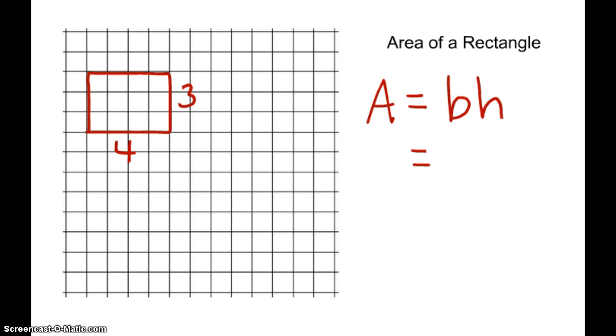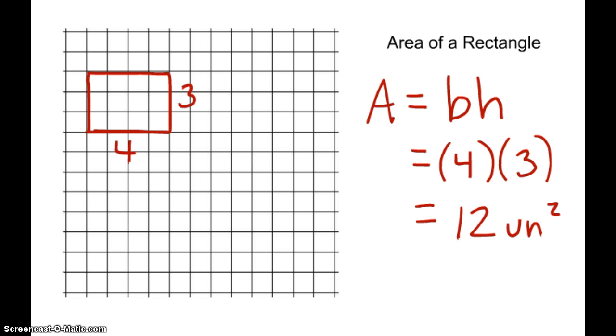So what is the base? Either of these actually could be the base. 4 times, what is the height? 3. So 4 by 3 would be 12 units squared.